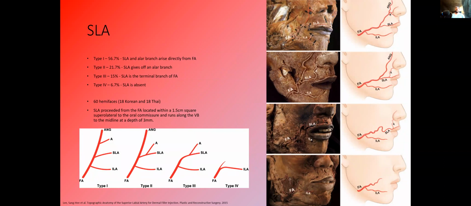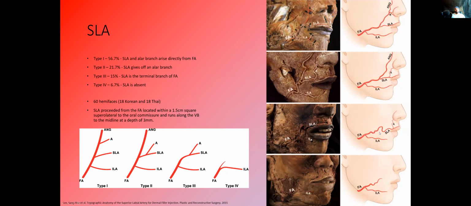There are basically 4 types. Here are your cadaveric dissections, but if you look at these diagrams, or let's look at a simplified version, we can look at either diagram. Superior labii artery, where's it coming from? Directly from the facial artery. If you look at type 2, what is the superior labii artery giving? It's giving the alar branch over here.